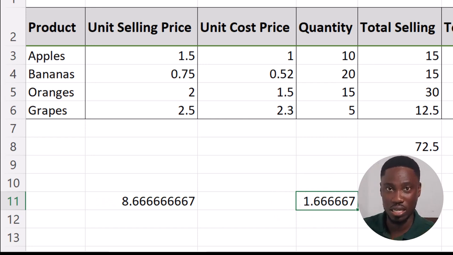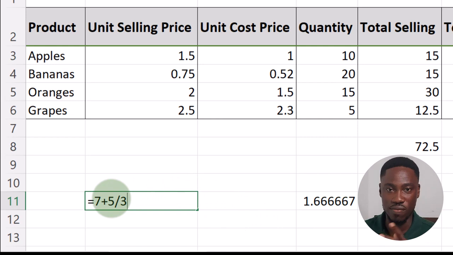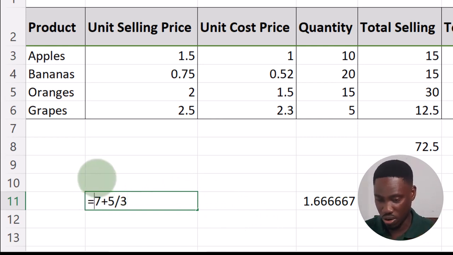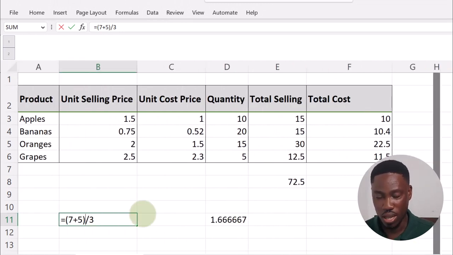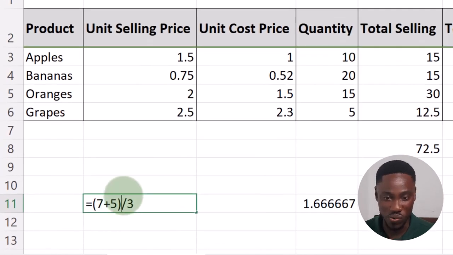Now this is important to understand, because with this in mind, we can actually force Excel to calculate in a particular order. So let's say if we wanted to evaluate the addition first, then we can simply put it in parentheses. So 7 plus 5, because if you check back on this table, parentheses is the first order. And so Excel is going to evaluate that first. So it's going to give us 7 plus 5, which is 12 over 3, and that gives you 4.